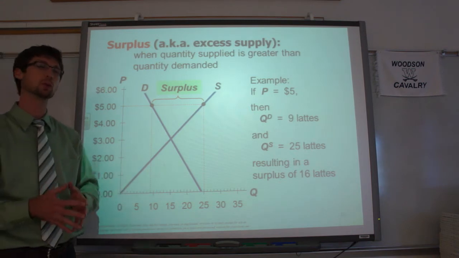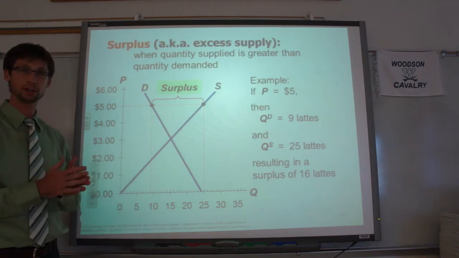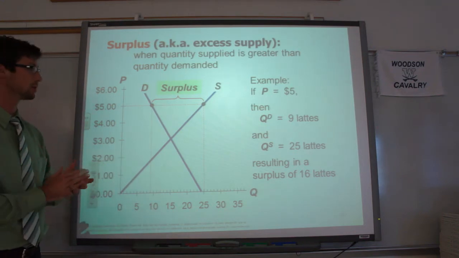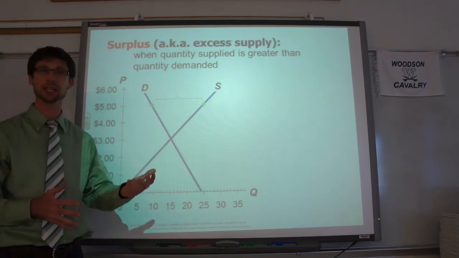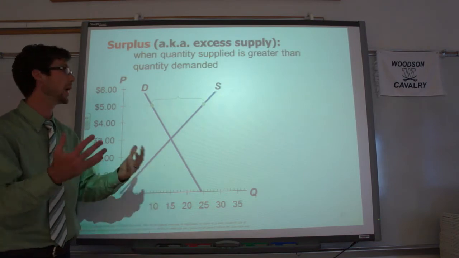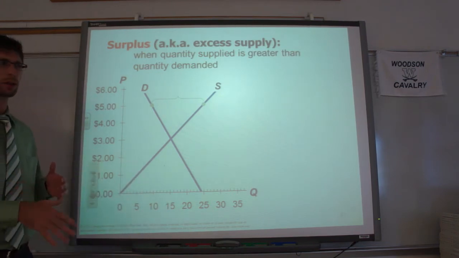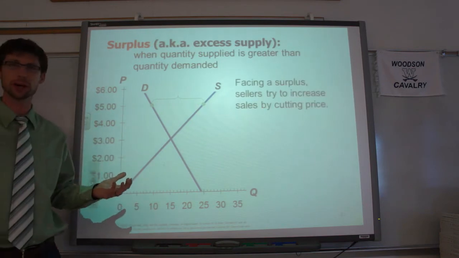This is a situation that will not persist. Shortages and surpluses will eventually naturally work themselves out because producers are not going to want to sit there with 16 lattes perishing. That's waste. So what are they going to do to get rid of those 16 lattes? The only thing they can do is cut the price.